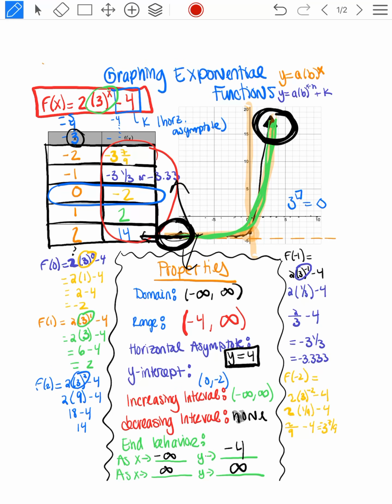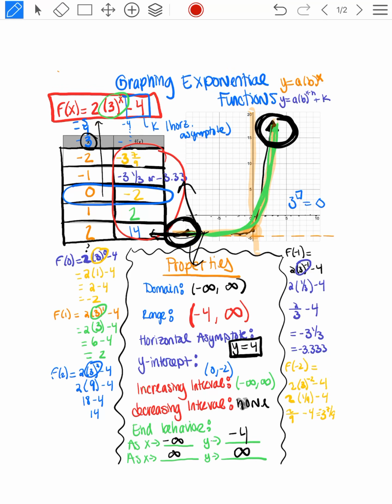And then for negative infinity, we're saying as x gets smaller, as you put in smaller numbers for x, y gets closer to -4. It gets smaller, but it's not going to go all the way to negative infinity. It's going to go to -4.